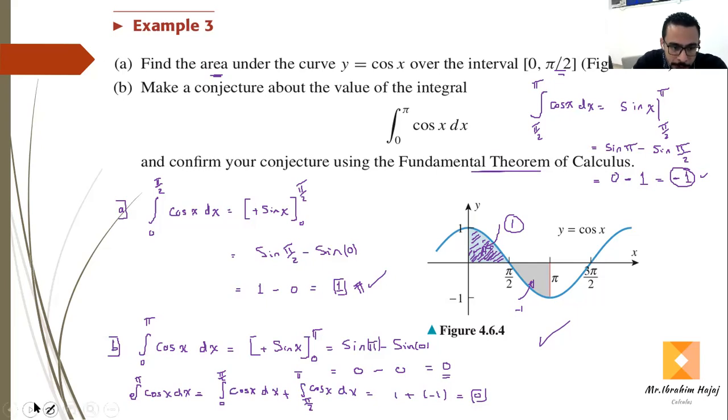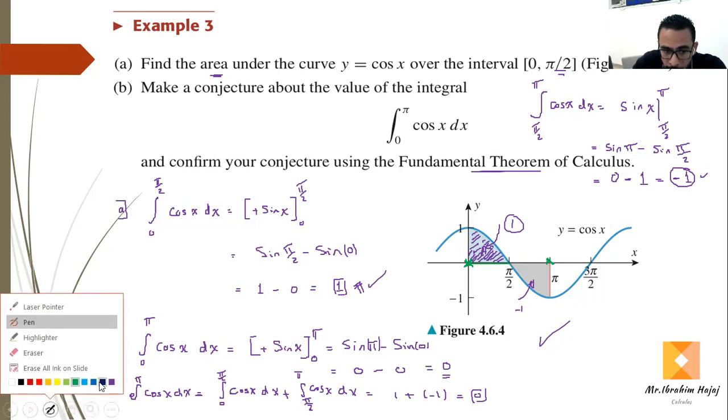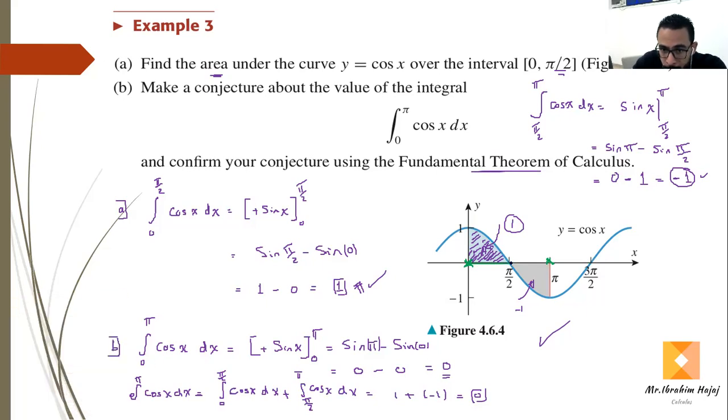Let me change the color here. Let's take this green. The whole area from 0 to pi can be written as two parts: the integral from 0 to pi over 2, and then the integral from pi over 2 to pi. One part is the same as the sum of two parts, so it is the same answer. 1 plus negative 1 is what? It is 0.